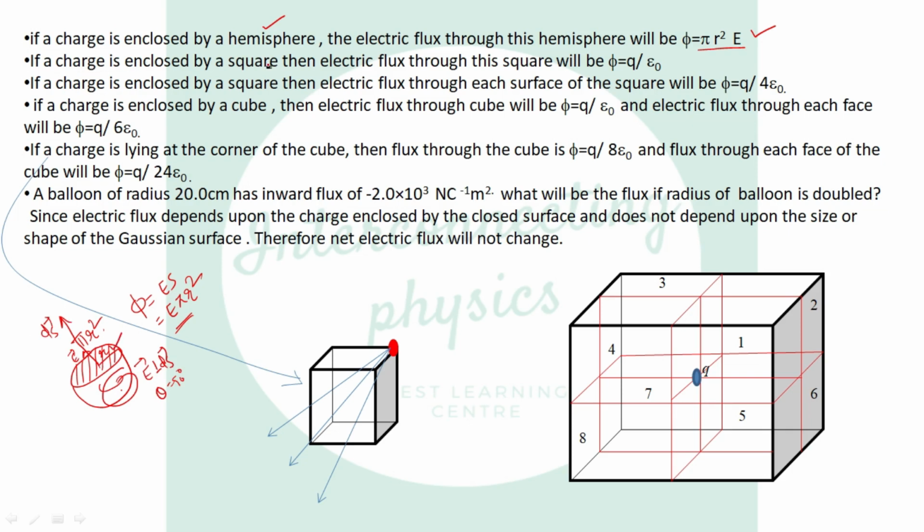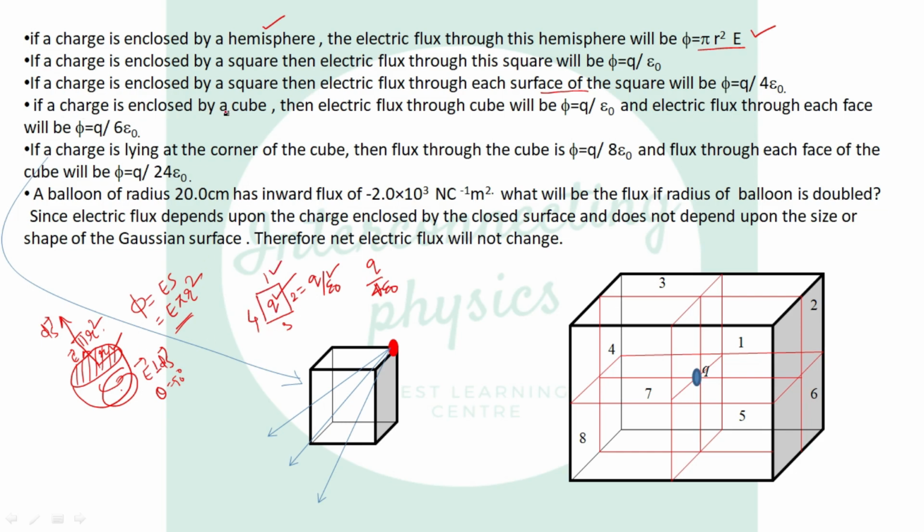Now if a charge is enclosed by a square, then the flux through this square will be very simple, Q over epsilon naught, because flux only depends upon the charge enclosed by the surface. Then electric flux through each surface of the square: how many surfaces does the square have? 1, 2, 3, 4. Total electric flux is Q over epsilon naught, and through each surface it will be Q over 4 epsilon naught, because the square has 4 surfaces.